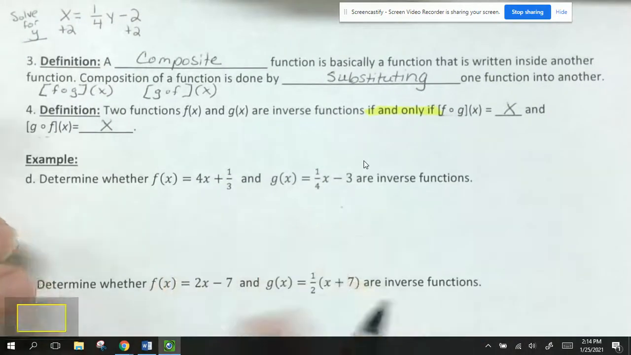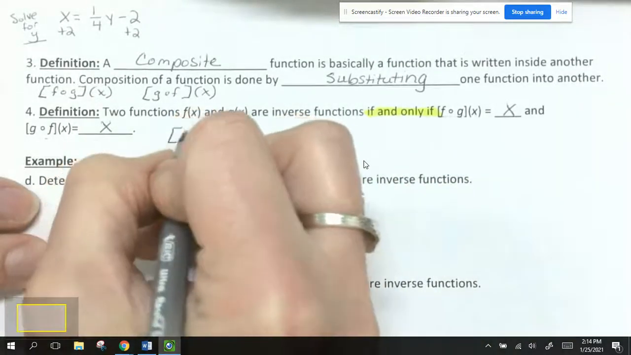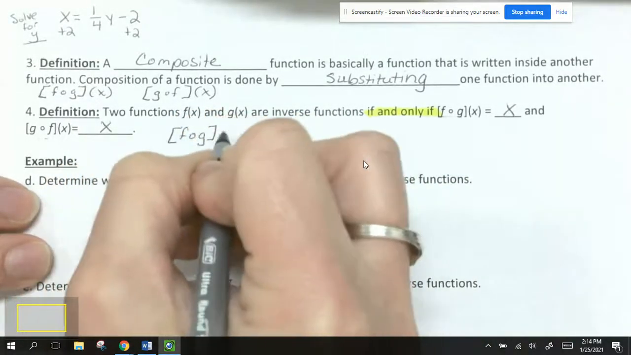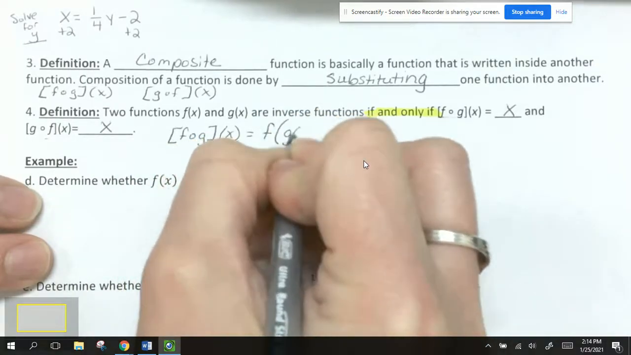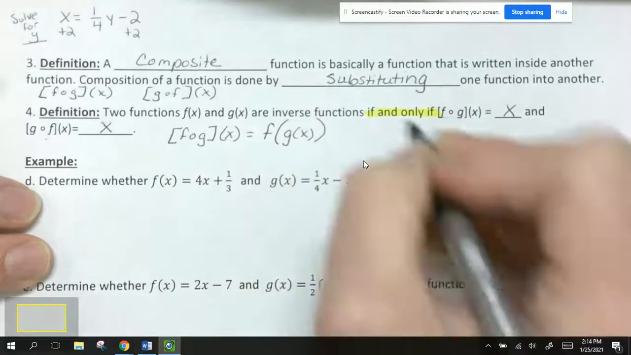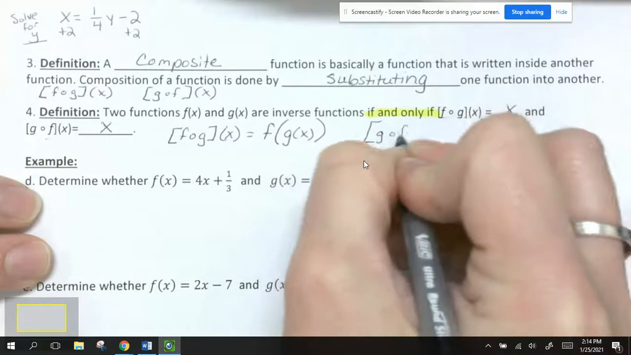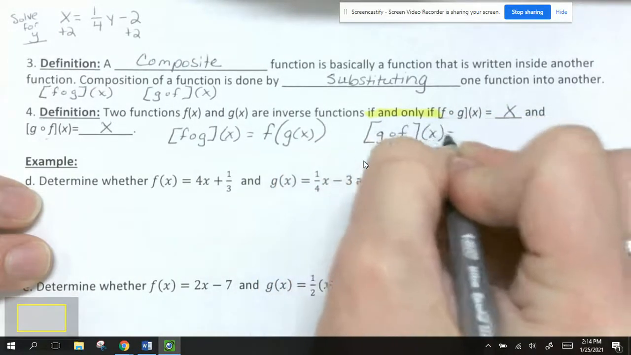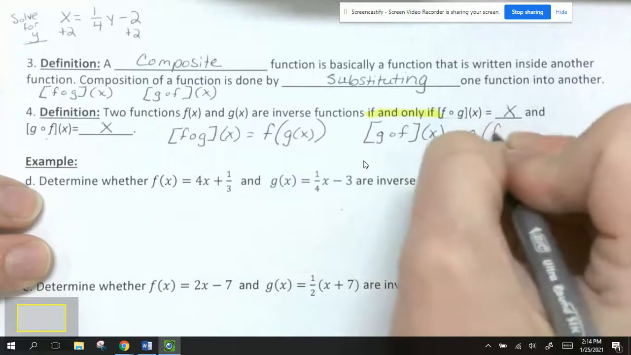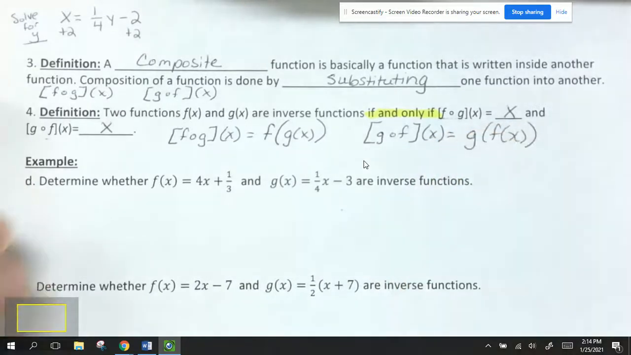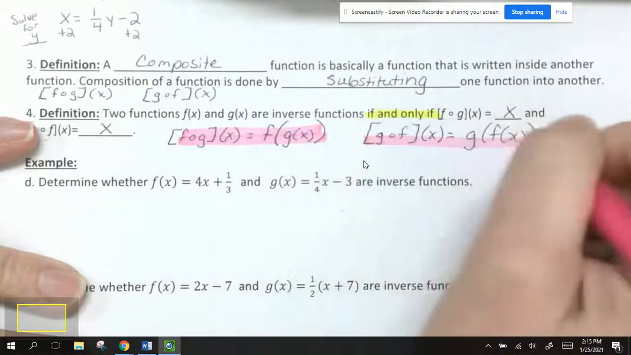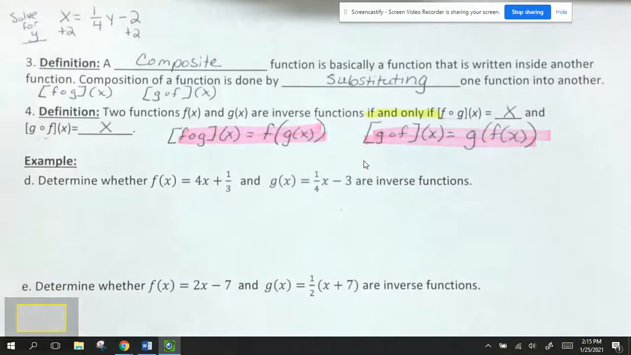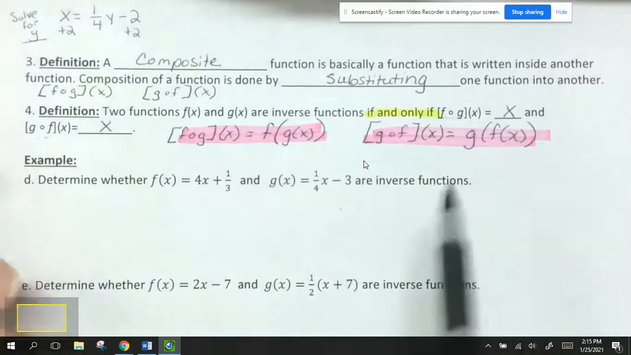Now, what I'm going to tell you is that basically what f of g of x means is that you're taking f of g of x. And what g of f of x means is that you're taking g of f of x, okay? Now, these two things right here, I think will help you more than anything when you first start doing this, okay? So let me go down here and show you what I'm talking about and how we're going to use this information.